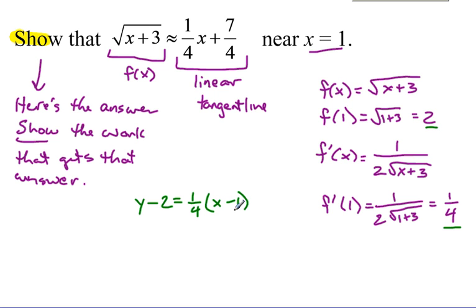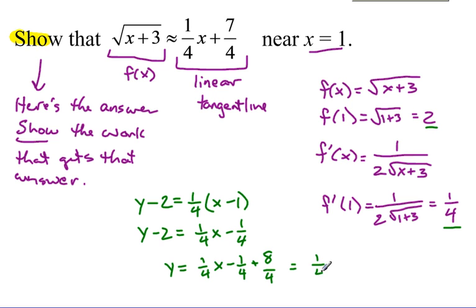minus 1. Now you might say, hey, I found my tangent line. But until my tangent line looks just like this one, I'm not done. So let's keep going. y minus 2 equals 1/4 x minus 1/4. Let's add 2. I'm going to write 2 as 8/4. This is looking good. y equals 1/4 x plus 7/4. And there we go. I have shown that this function is approximately this, because this is my tangent line, when x is equal to 1.